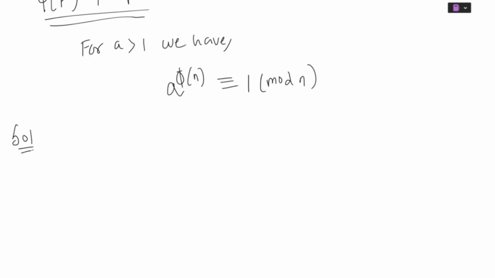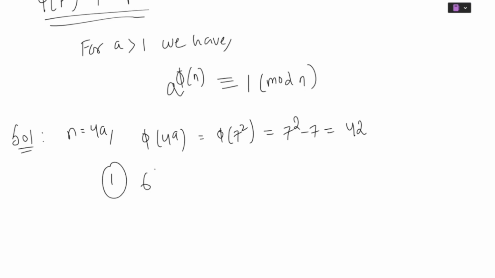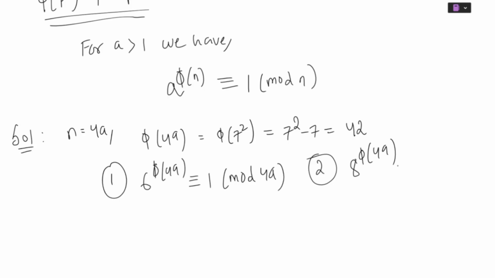Now I can start the solution. If we take n as 49, we see that phi of 49 is phi of 7 square, where 7 is a prime. Since 7 is a prime, the answer is 7 square minus 7, which is 49 minus 7, which is 42. You can take a as 6 and a as 8 one by one. So two equations come: 6 to the power phi of 49 is congruent to 1 mod 49, according to Euler's theorem, and 8 to the power phi of 49 is congruent to 1 mod 49.